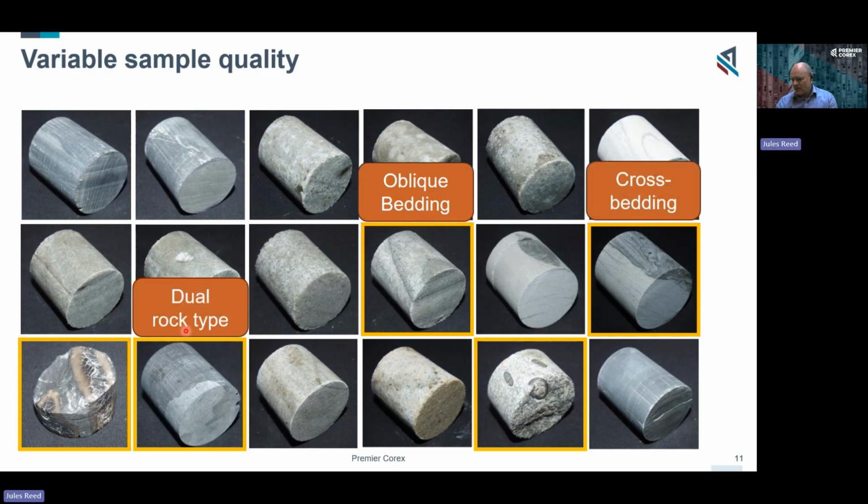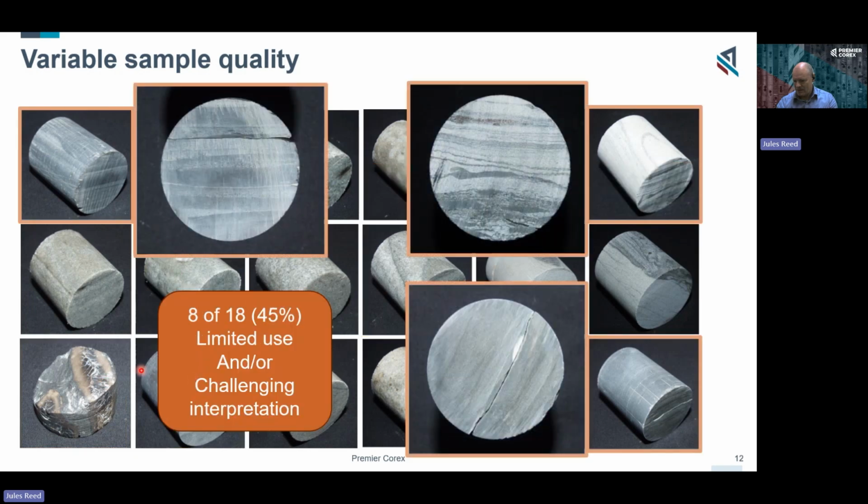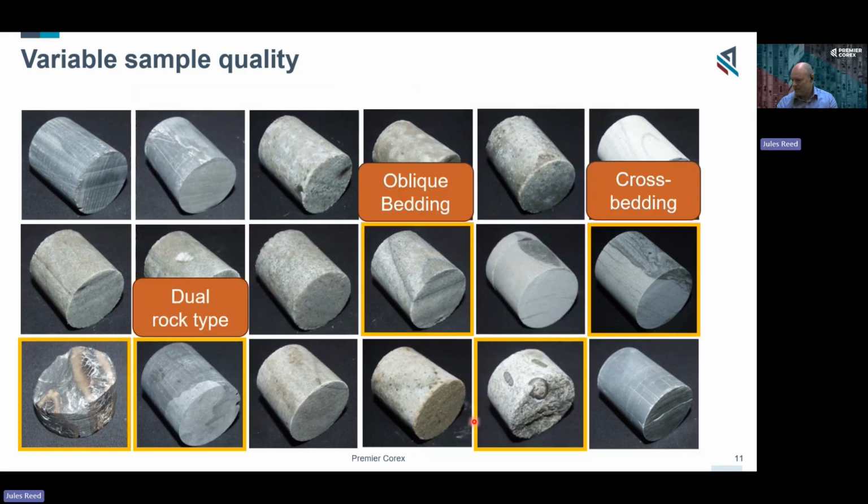And then in here, you've got, again, some kind of dual rock typing going on. You've got some mudstone or shaly system at the top, and then you've got this more sandy unit at the bottom of the sample, and it's going to be uncertain how that will impact. And then you've got these two samples which are just very short, so there are going to be issues obtaining much data other than potentially lithology out of these two.